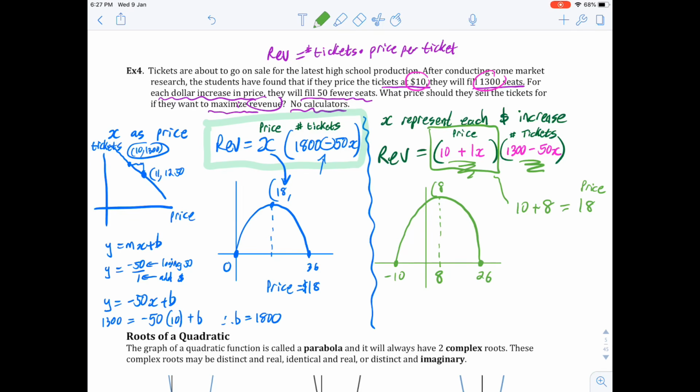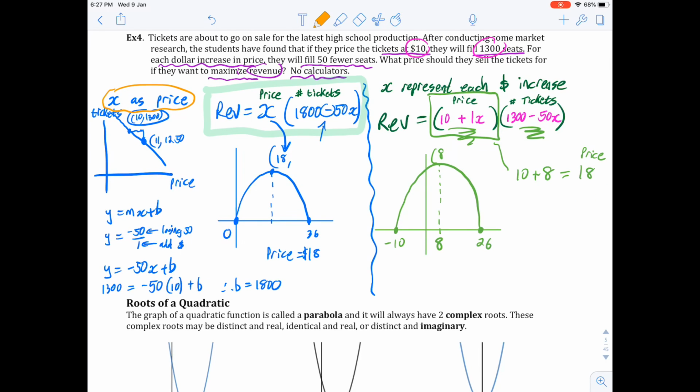Okay, so that's a lot to take in. I would suggest you use the approach which is more intuitively obvious for you. So option 1, x as the price, and use a linear function to determine the ticket number, and then the product of the two for revenue. The alternative is to treat x as the incremental price change and have it impact both the price and tickets in order to generate the revenue function.